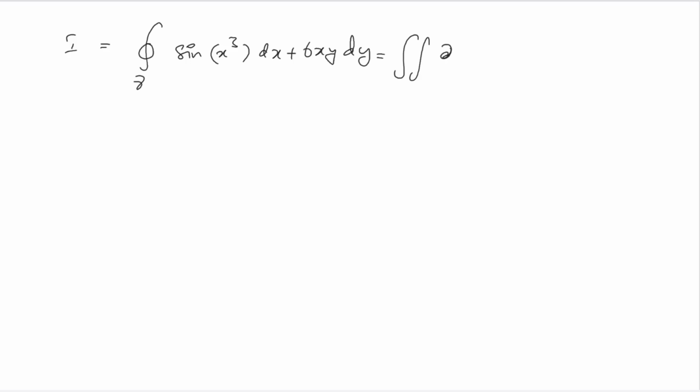the closed-curve integral I over gamma of sin x cube dx plus 6xy dy is the double integral of dou by dou x of 6xy minus dou by dou y of sin x cube, dx dy. But the question here is, what are the limits for these two integrations?